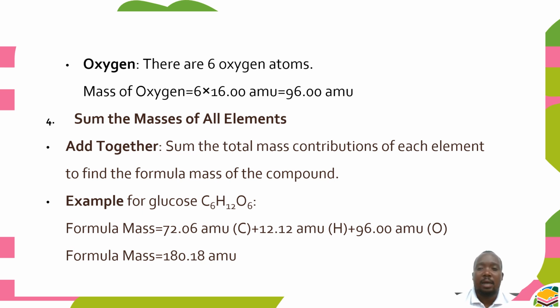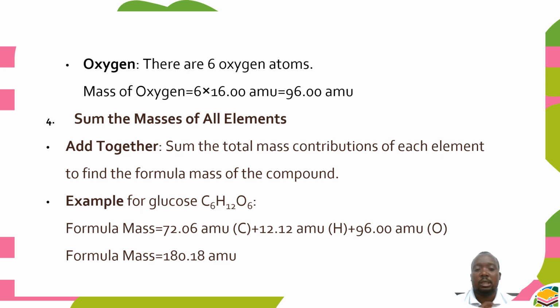From there, what next? You have to sum the masses of all elements. Sum them up. So for carbon, for hydrogen, and for oxygen, you add them together. Sum the total mass contributions of each element to find the formula mass of the compound.